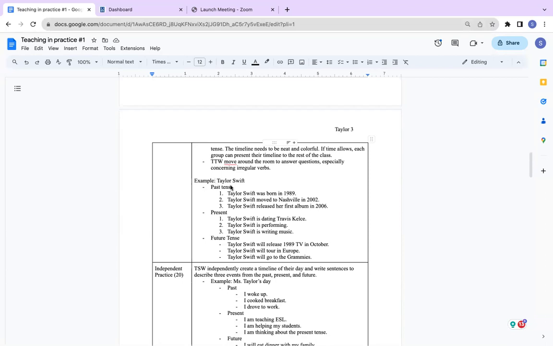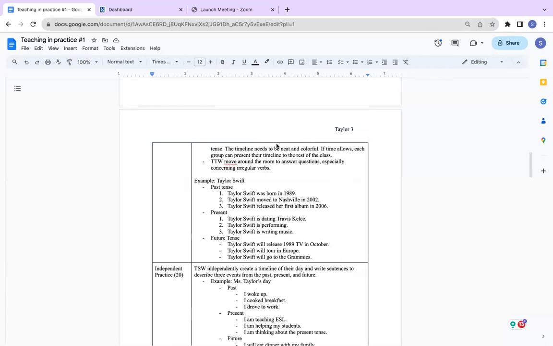They would need to find 3 things that happened to the person in the past to practice the past tense, 3 things that are happening right now to practice the present tense, and 3 things that they think will be happening, because future tense is talking about things that haven't happened yet, just to practice using that verb form. And if there's time, I would have students present their work to the class and practice speaking using those terms in front of everybody.